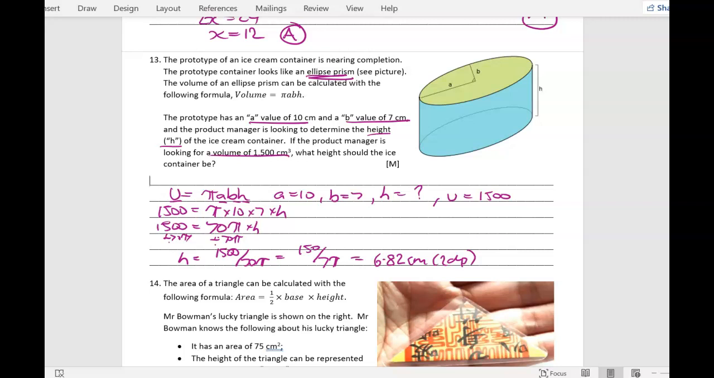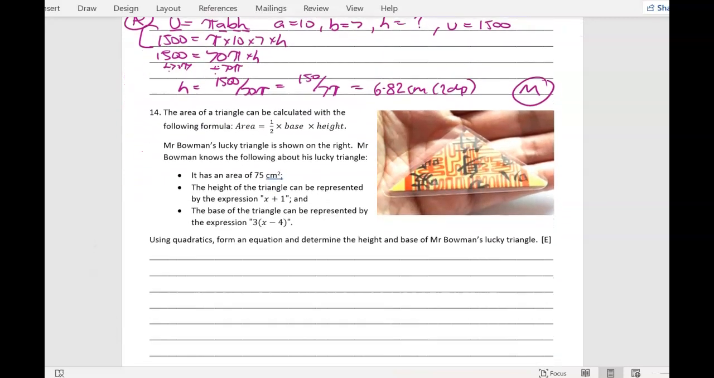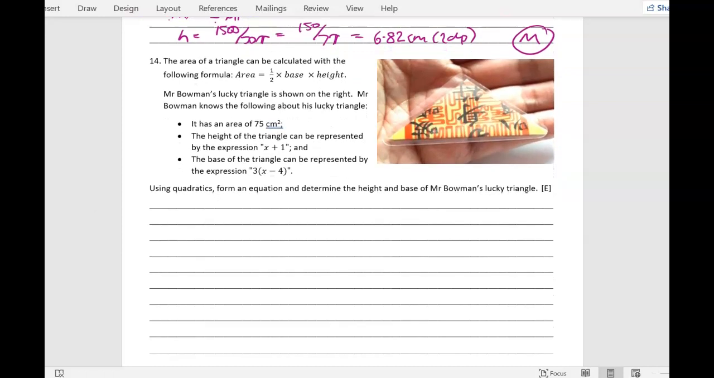So this question, if you got me that answer in either the pi or the decimal form, I gave you a merit mark. If you did the substitution correct up the top here, I gave you that achieved mark. So that's question 13, and we're now looking at what I think was the hardest question of the exam.